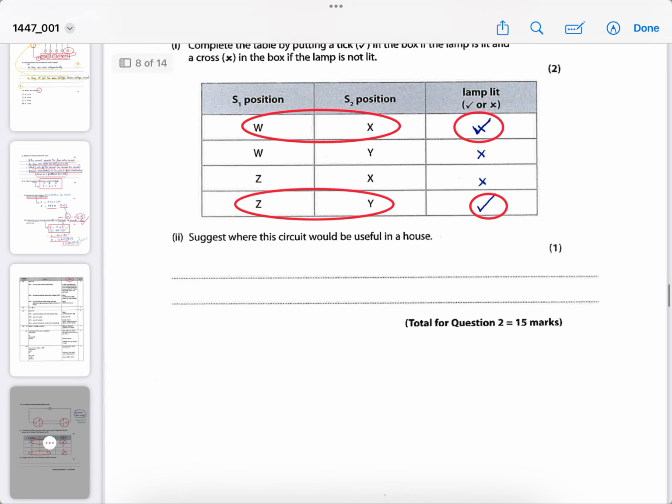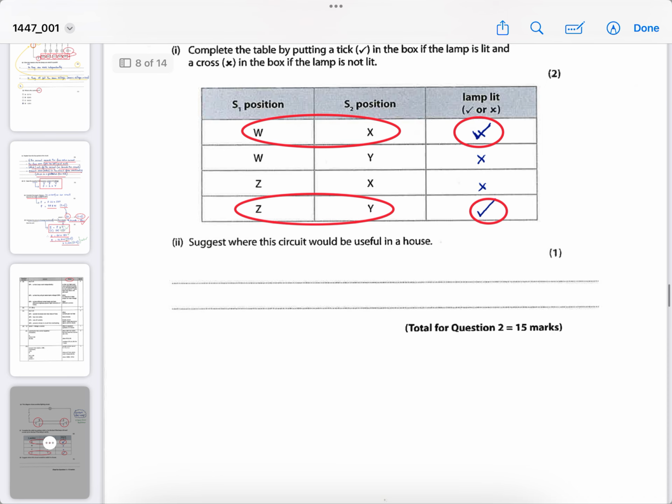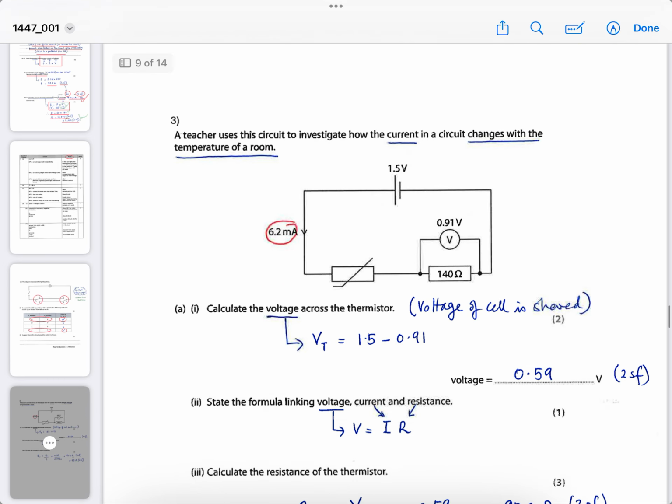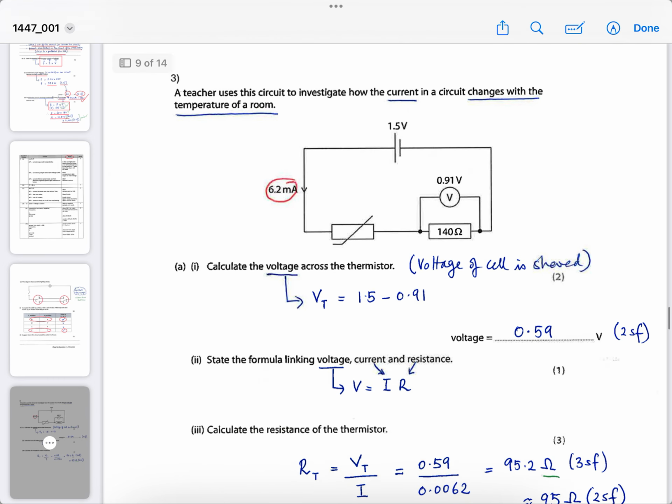It says suggest where this circuit would be useful in the house. Well, I said stairways, corridors, and sometimes in bedrooms where you've got the main light when you enter the bedroom, and then you can also switch it off by your bed. Often used this way in hotels. Okay, so that's another question done. And if you're my students, we've already been through these in class.